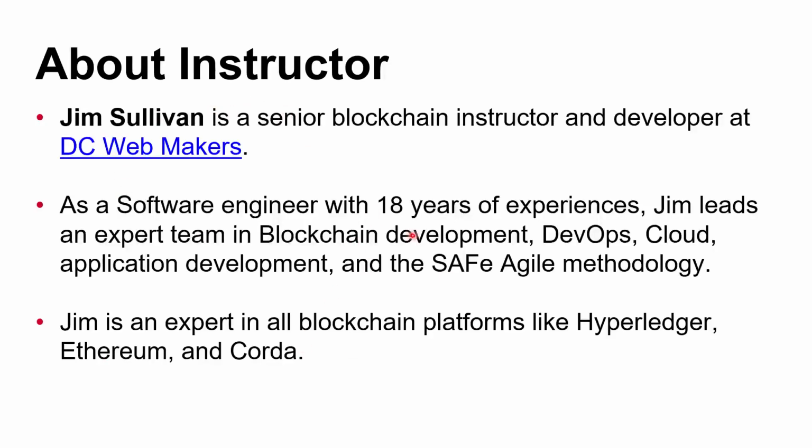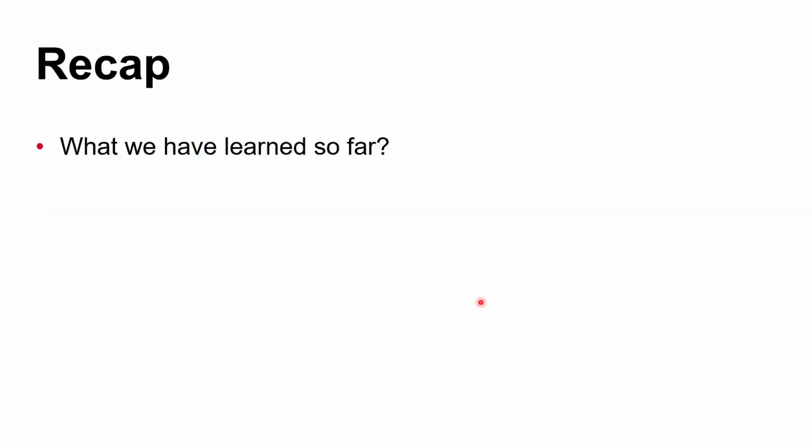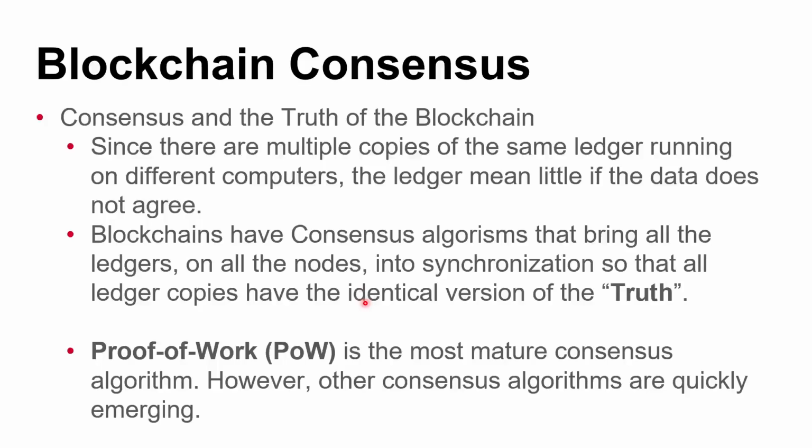We've covered information about your instructor and what we have learned so far. In the previous lesson, we covered cryptography. Before that, we talked about hashes, types of blockchains, private, public. We've talked about blocks and how they're constructed. So now we're going to take a deep dive into blockchain consensus.